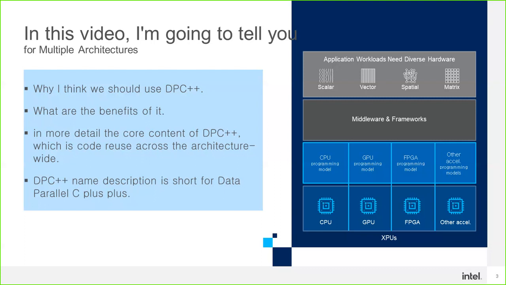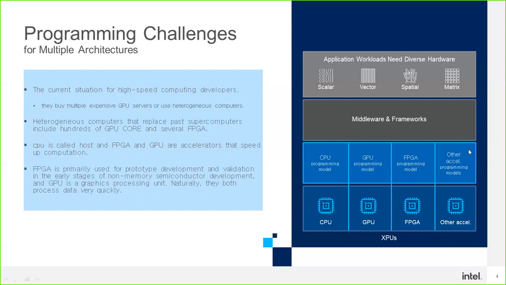To explain one by one, the current situation for high-speed computing developers is that they buy multiple expensive GPU servers or use heterogeneous computers. Heterogeneous computers that replace past supercomputers include hundreds of GPU cores and several FPGAs in addition to the CPU that acts as the computer's owner, such as in a regular PC. Here, the CPU is called the host, and the FPGA and GPU are accelerators that speed up computation. As you may know, FPGA is primarily used for prototype development and validation in the early stage of non-memory semiconductor development, and GPU is a graphics processing unit. Naturally, they both process data very quickly.